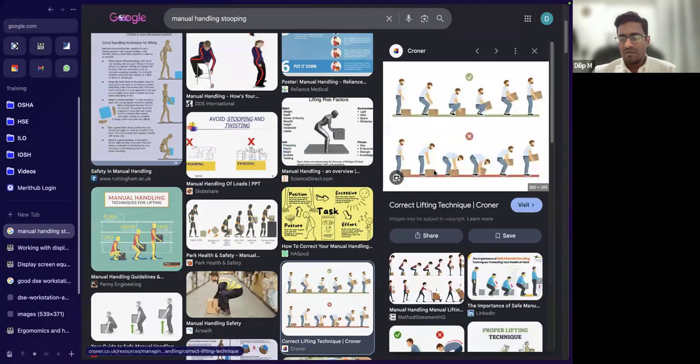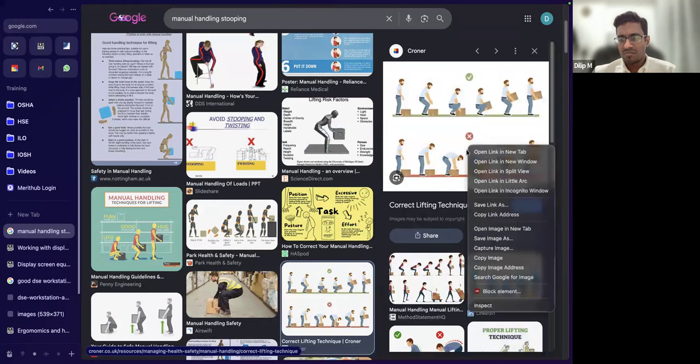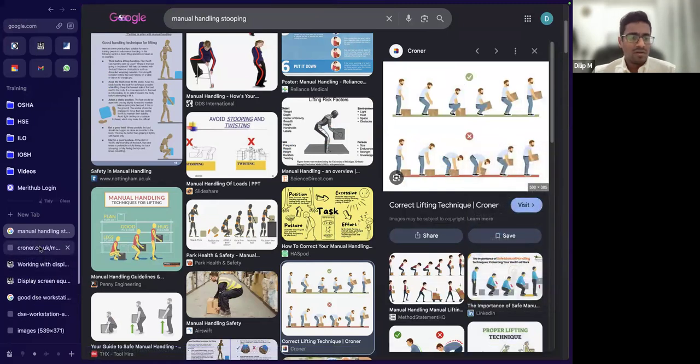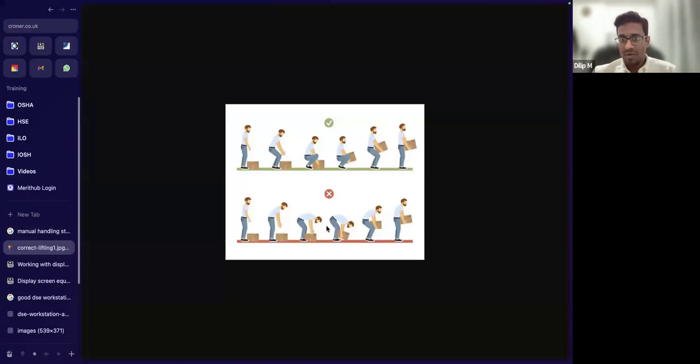See, if you could see the bottom image. Okay, the bottom image, the third image at the bottom, that is stooping. We could clearly see the knees, the legs are not bent. So without bending your knees, if you lift an object from the ground, this stooping posture will put more weight on the back to support your weight. So that should not be the case.